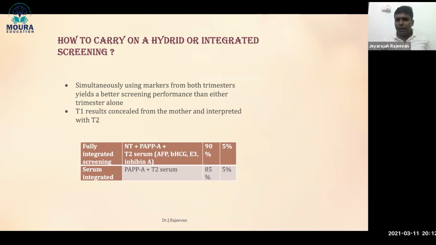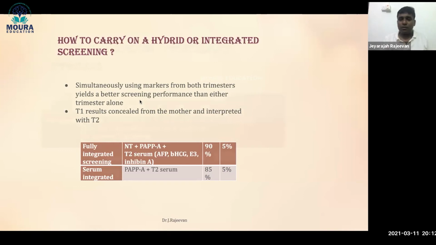Why am I combining all the markers? Maybe in first trimester and second trimester. What is the purpose of combining all these markers? To increase the detection rate. Do you understand? To increase the detection rate. So what is hybrid or integrated screening? You are hybridizing the first trimester and second trimester screening, combining both, and you can increase the detection rate. That is called hybrid screening.